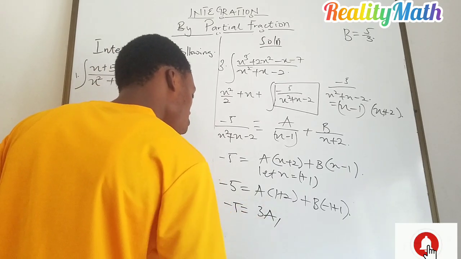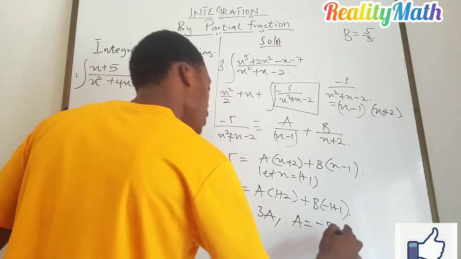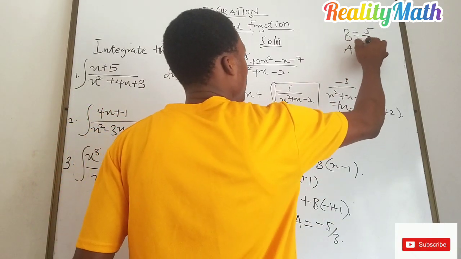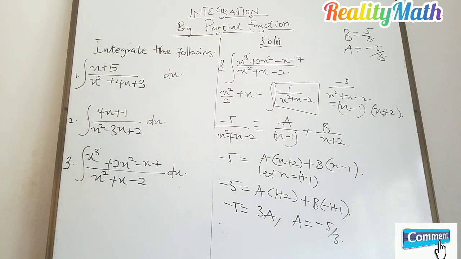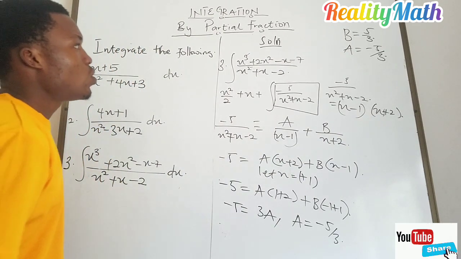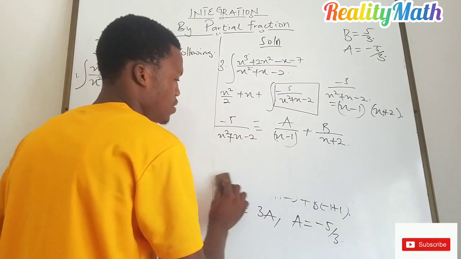3a. Where my a is going to be what? Minus 5 over 3. So it means that my a over here is what? Minus 5 over 3. So a is minus 5 over 3. Okay. So if you have gotten that, it means that we are almost there, right?